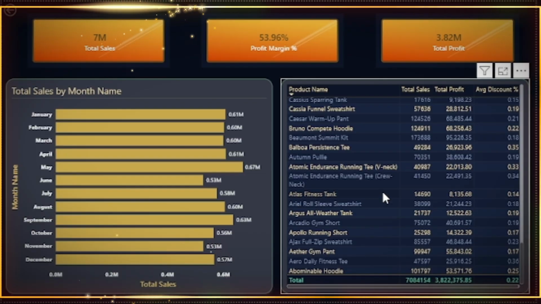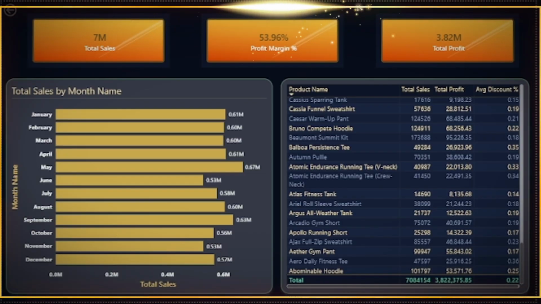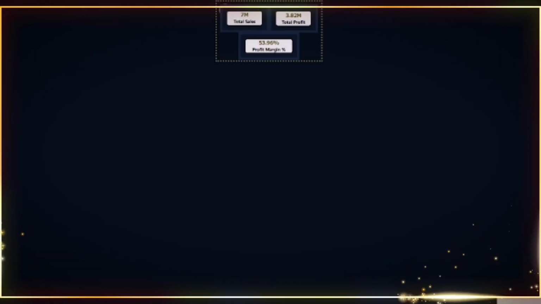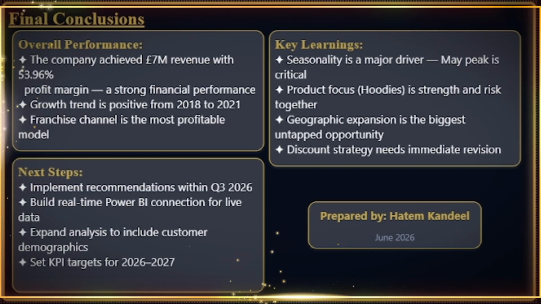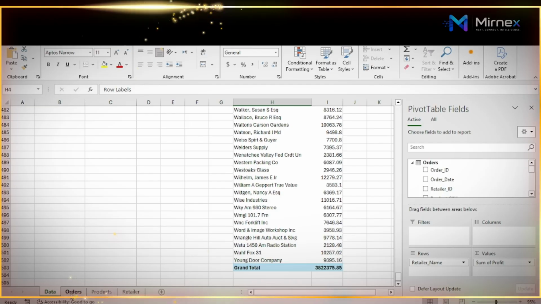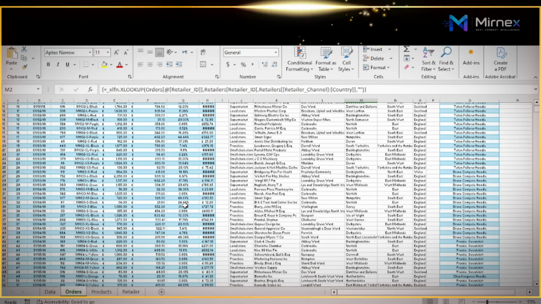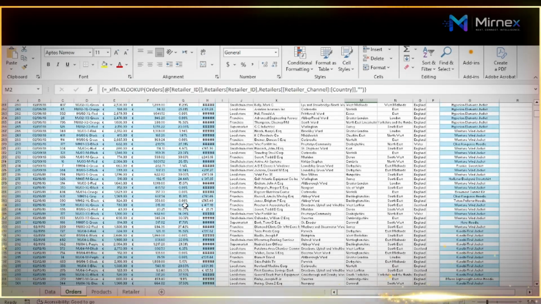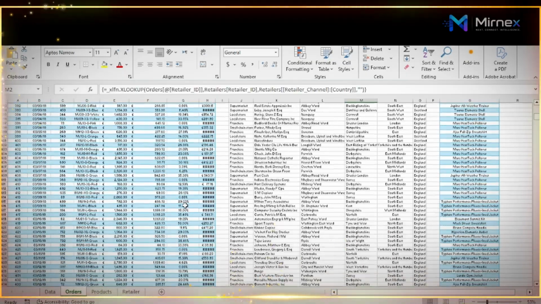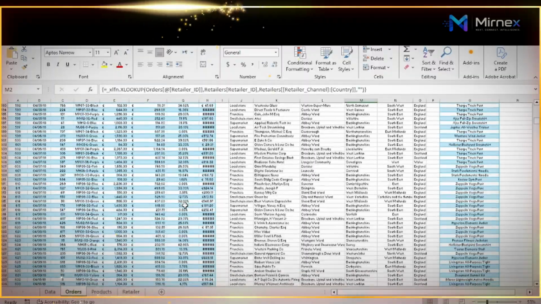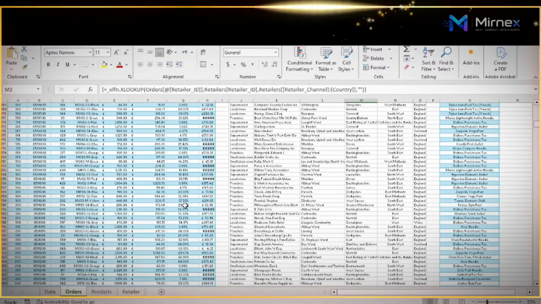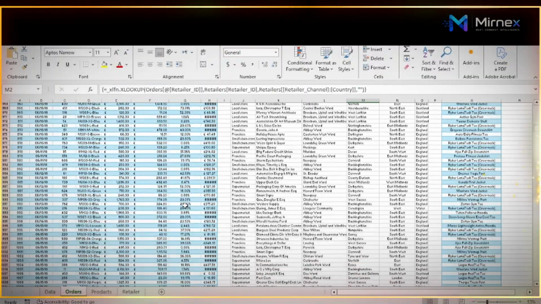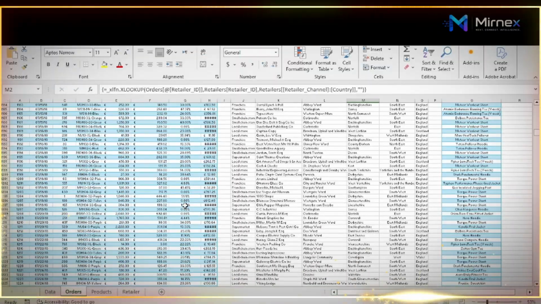Number 3, invest in the women's segment. At 43% of revenue, it's underperforming relative to market potential. Global trends in women's activewear suggest strong demand growth. Number 4, protect the franchise channel. At 35.89% of revenue, it's the business's strongest asset. More partner support, training, and co-marketing here will compound returns.